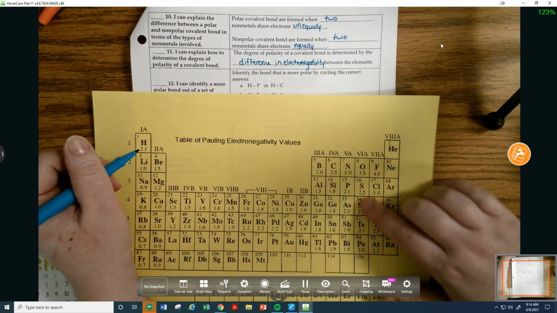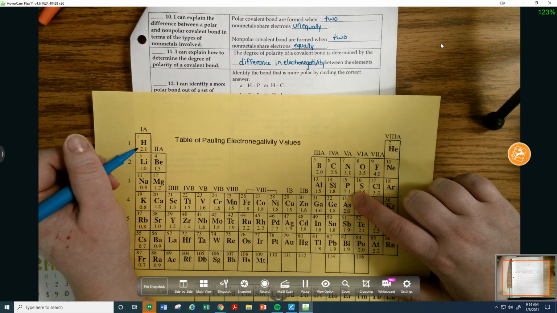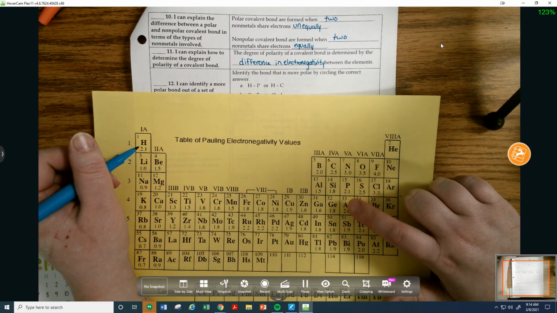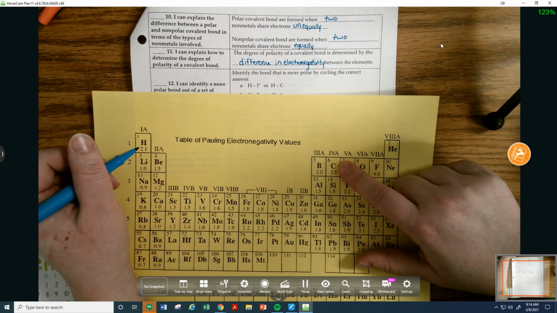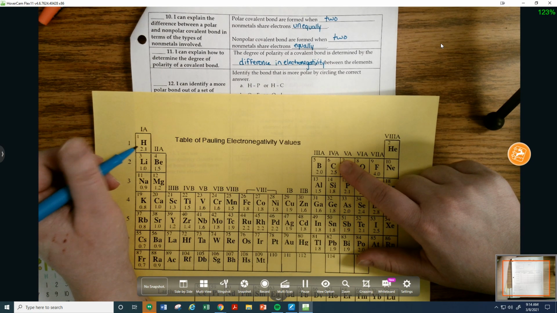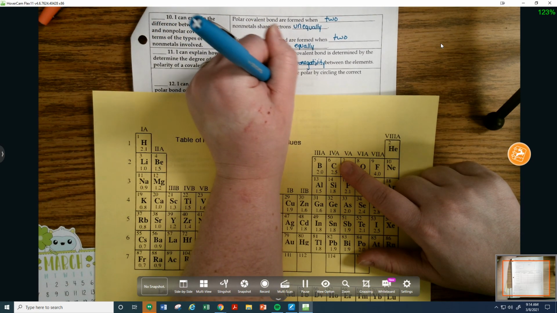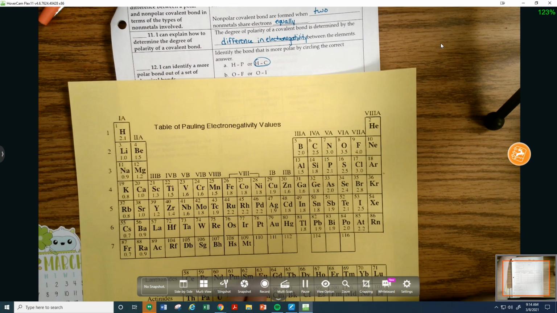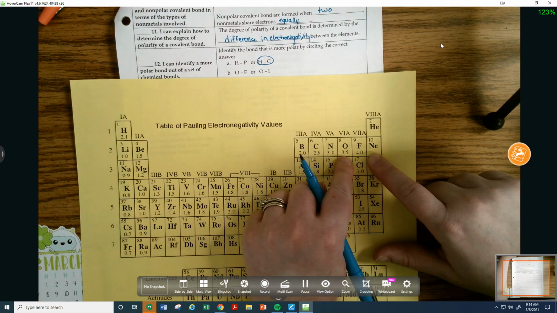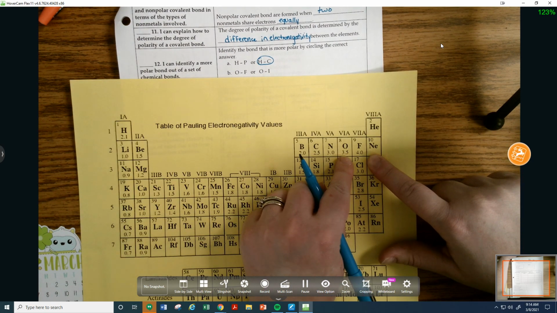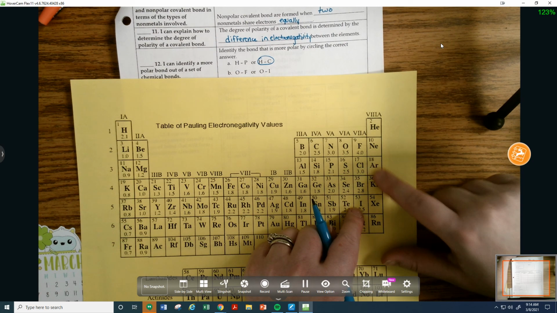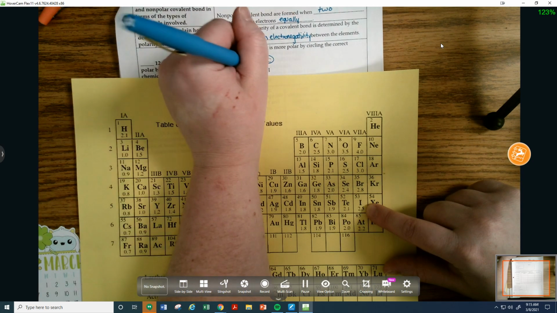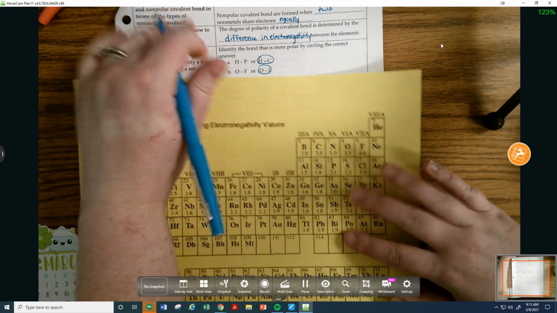So H and P, we have 2.1 and 2.1, so that's 0, whereas H and C is going to have a difference of 0.4. Therefore, that's going to make it more polar compared to the other. OF and OI. OF is going to have a difference of, it looks like 0.5. OI is going to have a difference of 1. A difference of 1 is definitely going to be greater there.